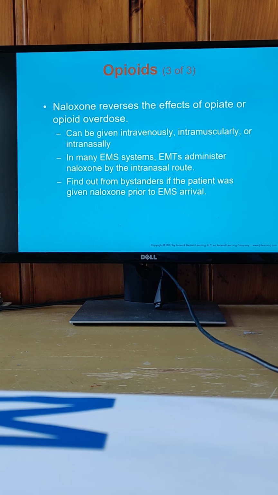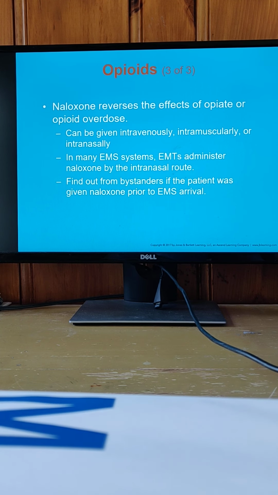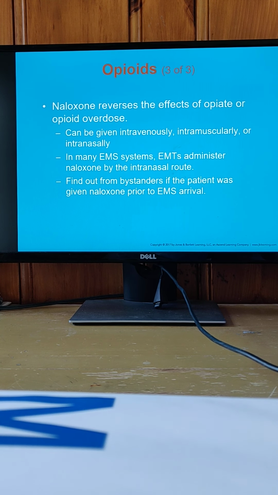Okay? The adult dose on this is 2 milligrams intranasally every 3 to 5 minutes until you have restored adequate respirations. You can give a total of 10 milligrams. So it's a 2 milligram dose, and you can give that dose up to 5 times for a total of 10 milligrams. So when you squirt it up the nose, 1 milligram up one nostril, 1 milligram up the other nostril. And it comes in a pre-dosed container.